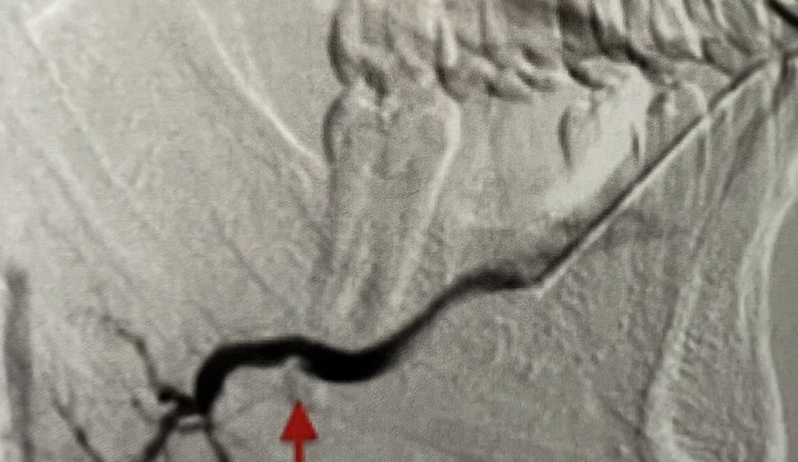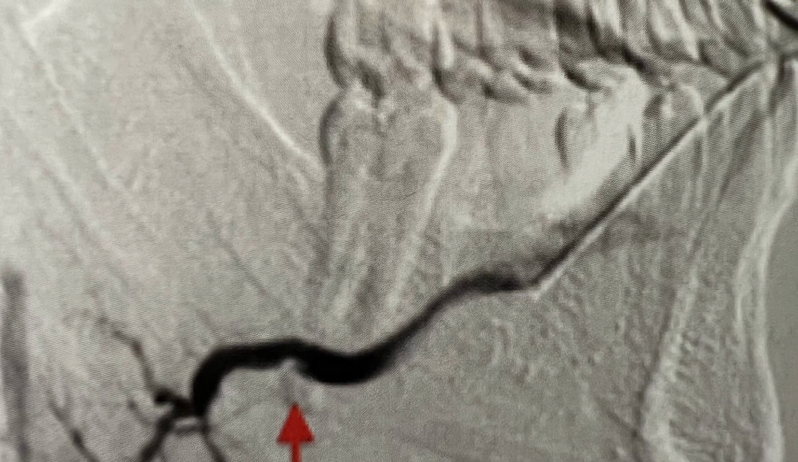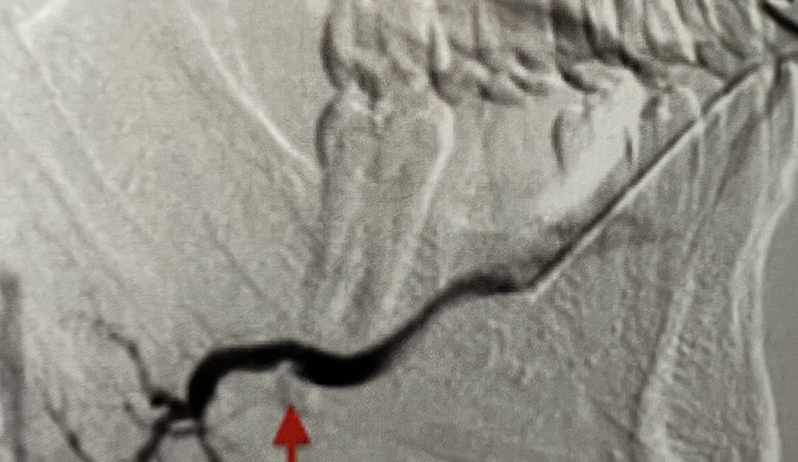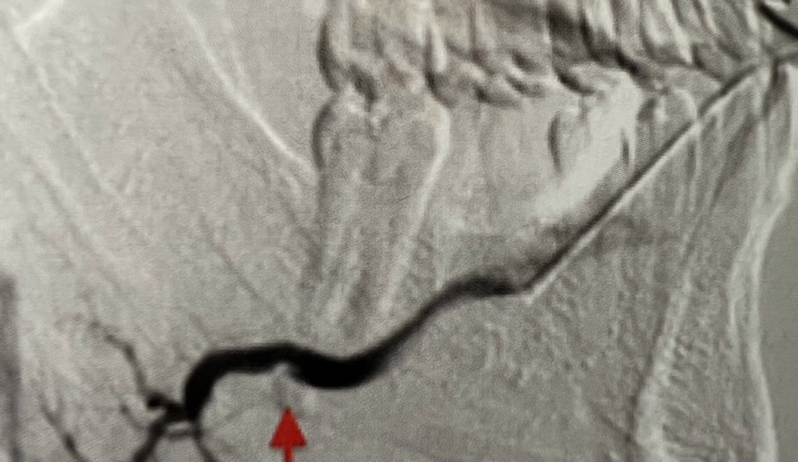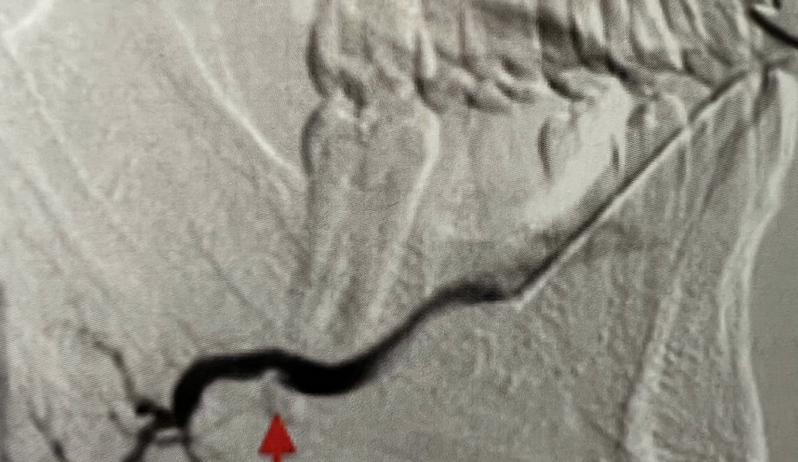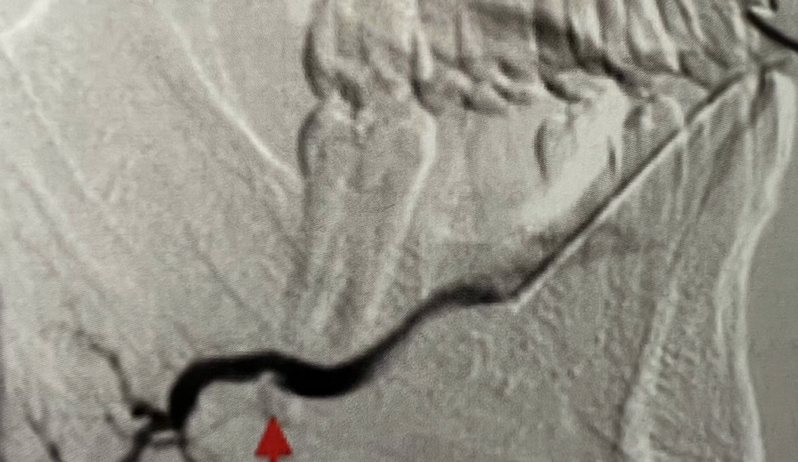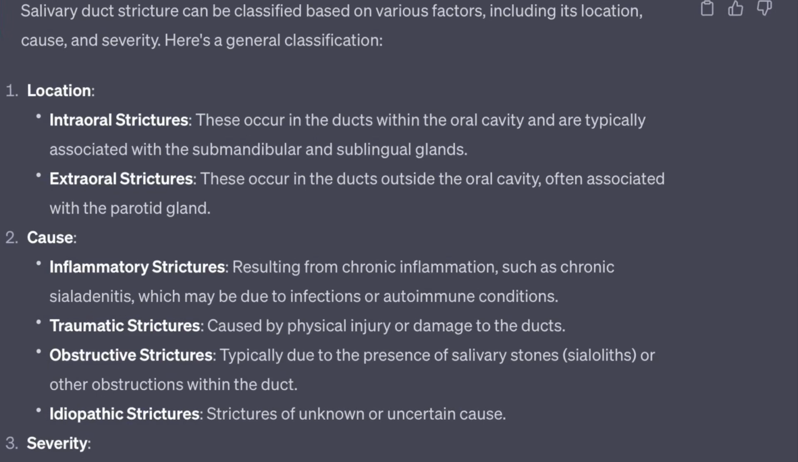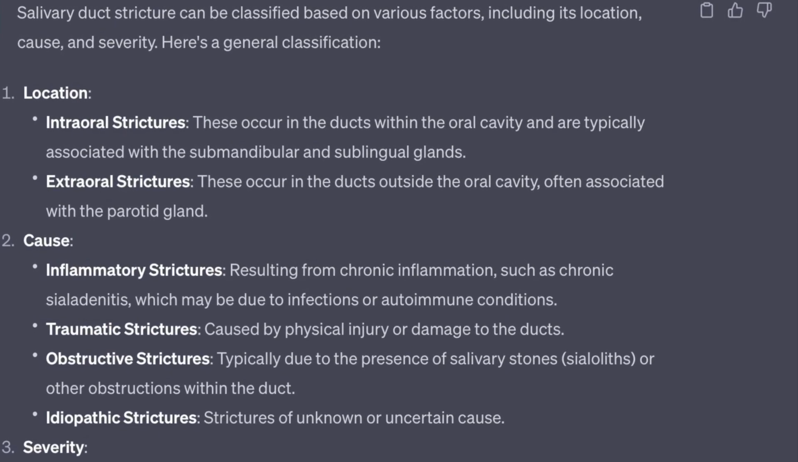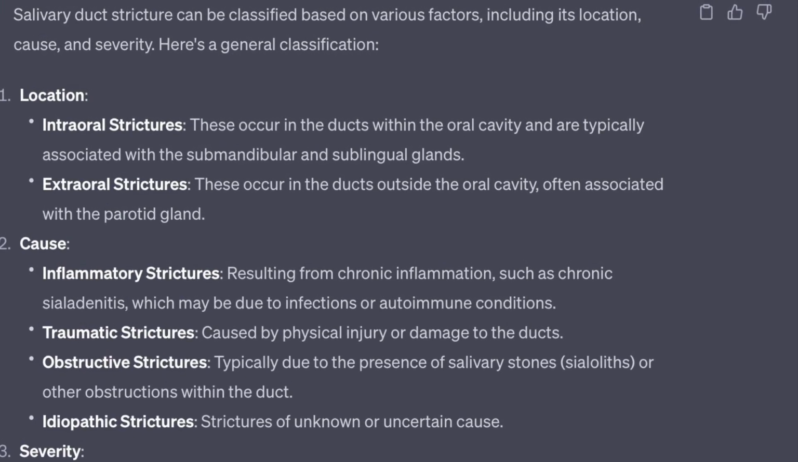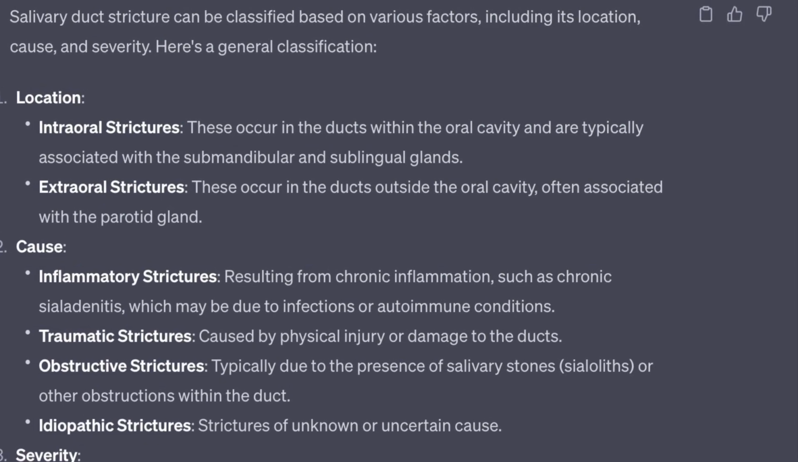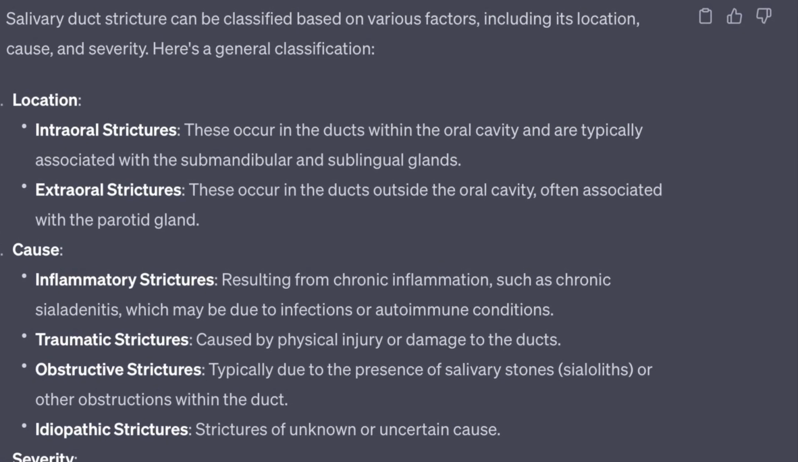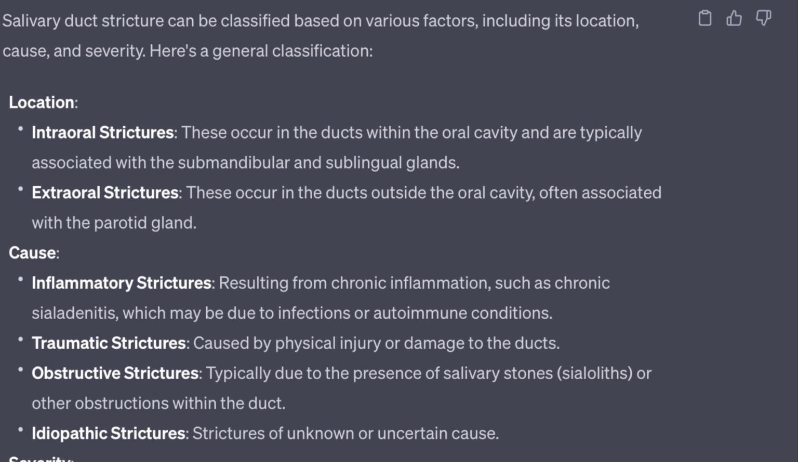The common causes of stricture are inflammation, trauma, stones, and anatomical abnormality in the duct system. So these four causes are common for the development of narrowing or stricture of the duct of the salivary gland. The salivary duct stricture can be classified based on various factors including its location, cause, and severity. According to location, it is an intraoral stricture or an extraoral stricture.